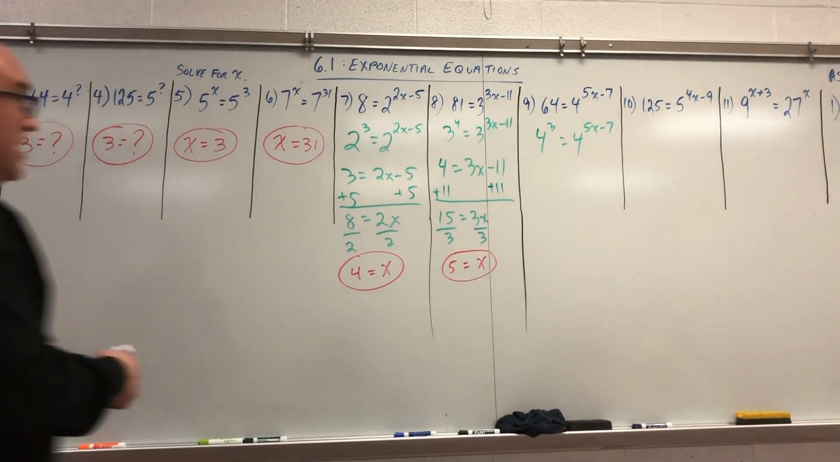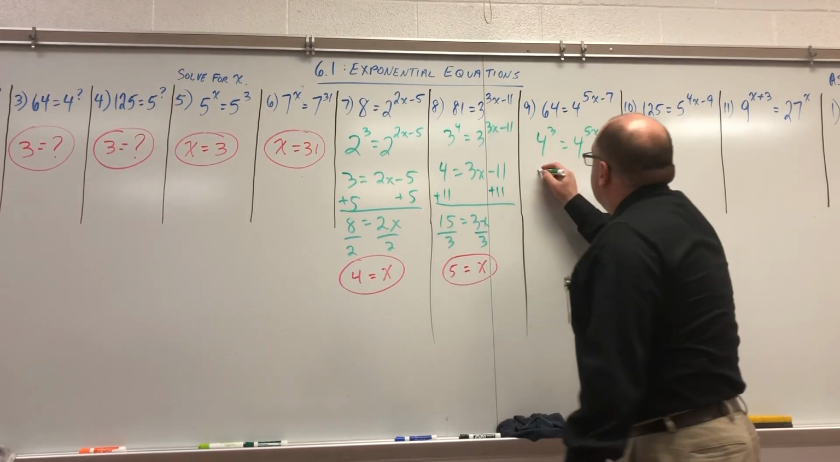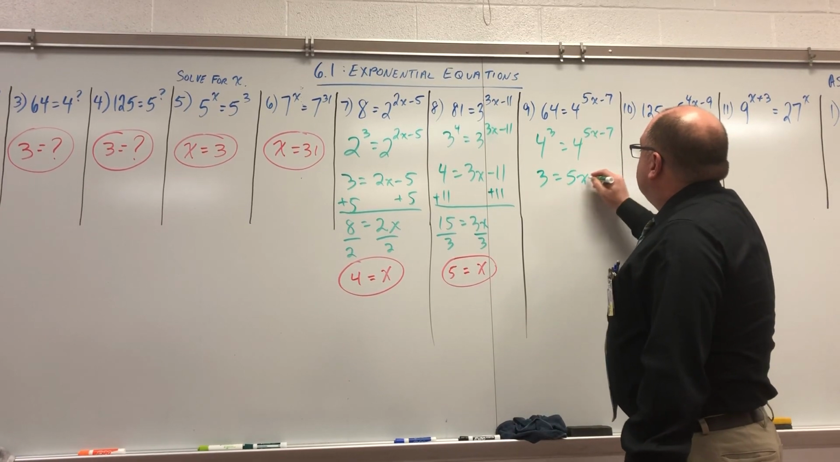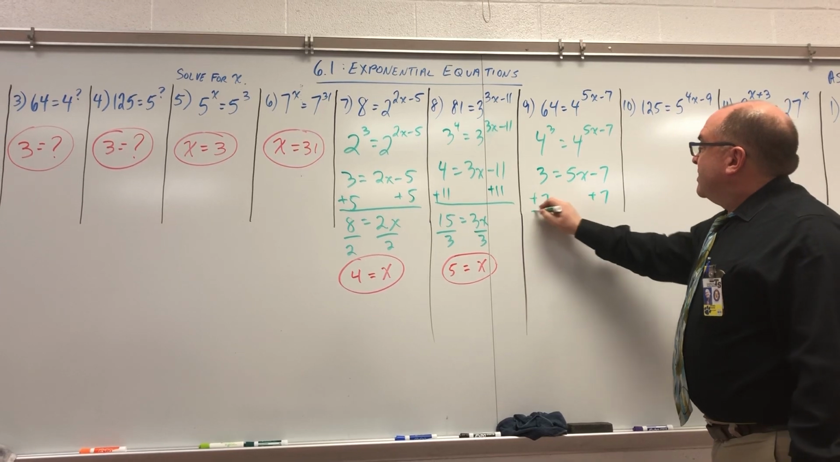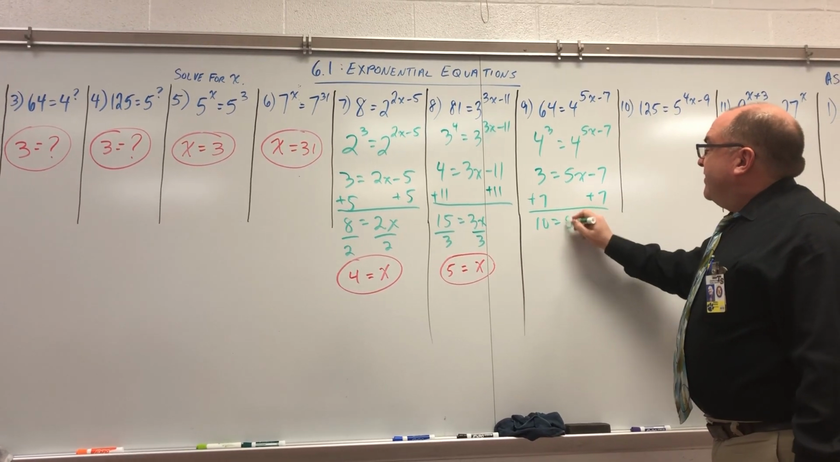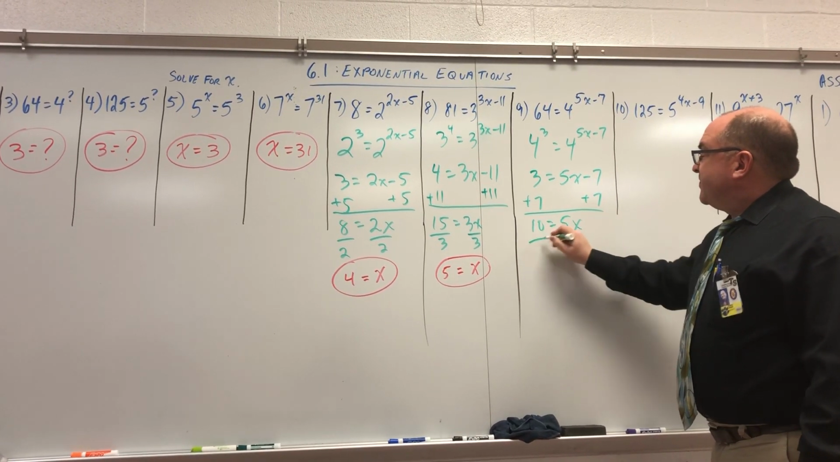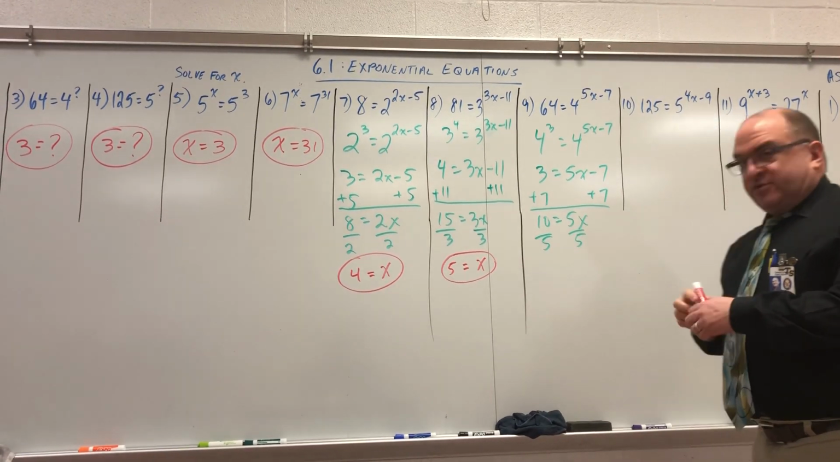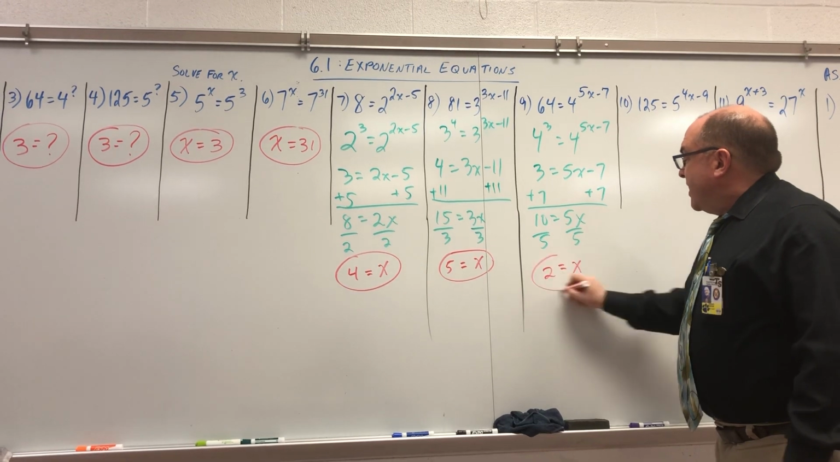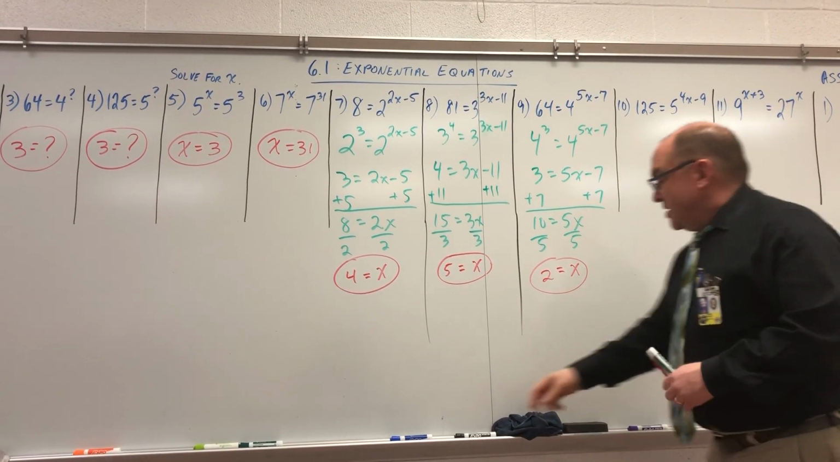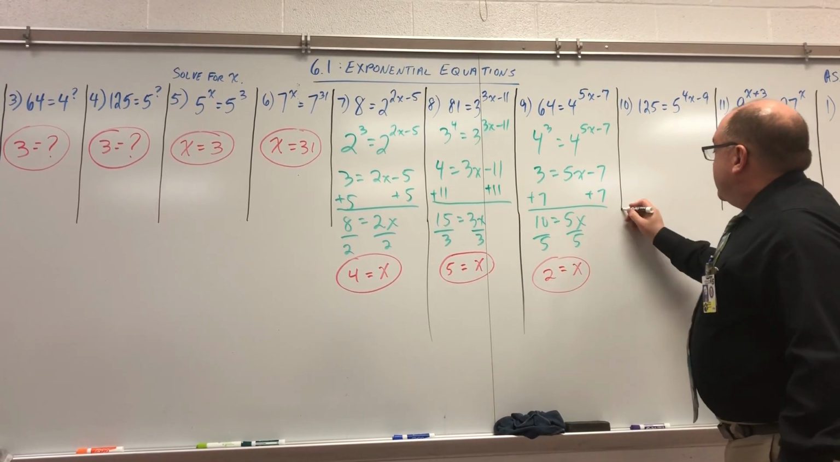All right. So 3 equals 5x minus 7. Add 7. 10 equals 5x. Divide by 5. Nope. You're subtracting instead of dividing. 2, right? Okay? All right.